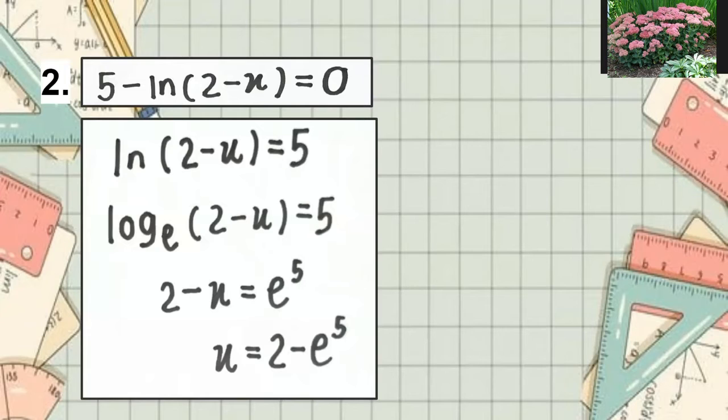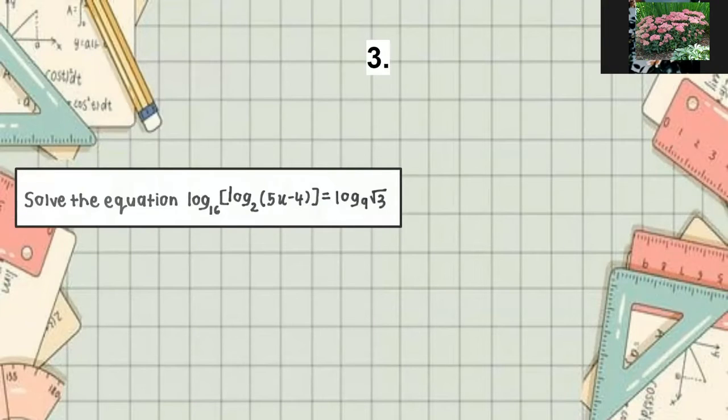Then for the last step, you need to change the negative x into positive so that you will get x equals to 2 minus e power of 5. That will be the answer for the second question. The third question is, we need to solve the equation for log 16 bracket log 2 bracket 5x minus 4. We will get log 9 square root 3.